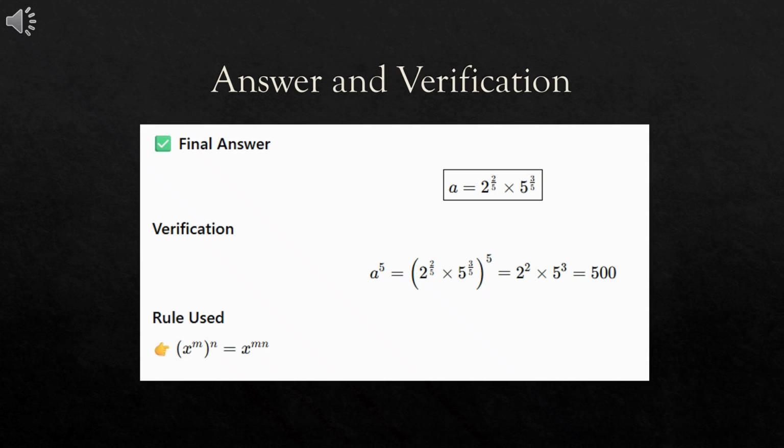Since the answer is option A, now let's verify it. When we raise this value to the power 5, the fractional exponents cancel out and we get 500. Since the left-hand side equals the right-hand side, the solution is correct and verified.